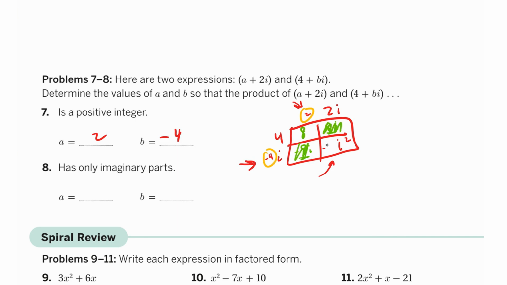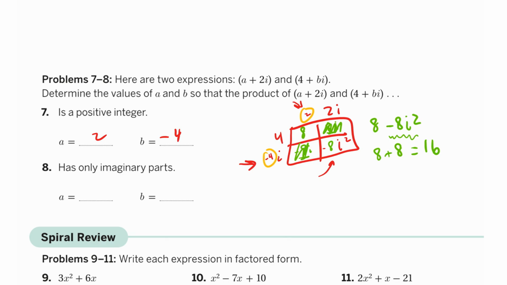Negative 4 times 2 is negative 8i squared. And then when we do this, we get 8 minus 8i squared. But this part here, the negative and the i squared cancel out, giving us 8 plus 8, which gives us a positive integer. So 2 and negative 4 work here.